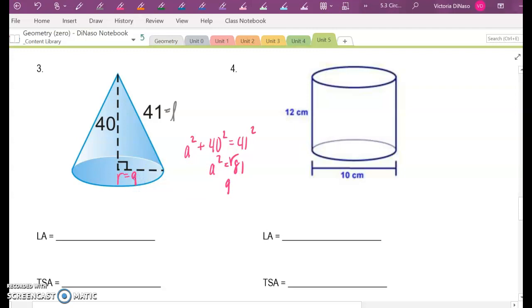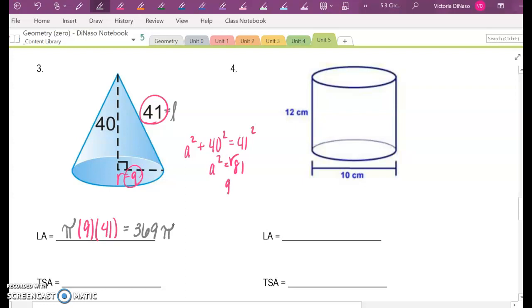So for the lateral area, all you have to do is plug in the numbers 41 and 9 into the lateral area formula on your formula sheet. So we have pi, and then my radius is 9, and then my slant height is 41. So you're going to type that into your calculator. So we have 9 times 41 to get 369, and then you just put the pi symbol.